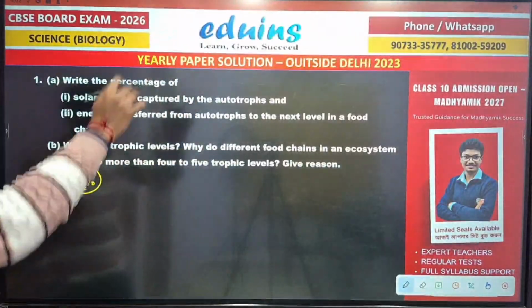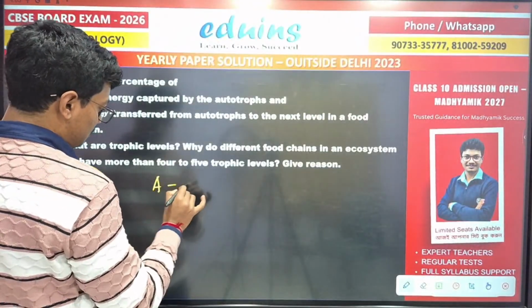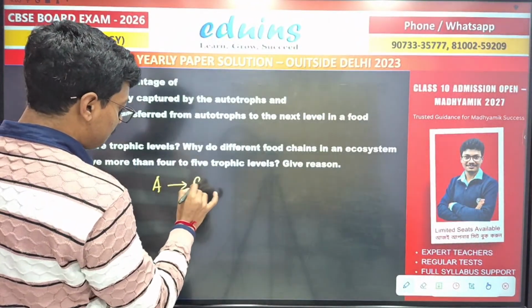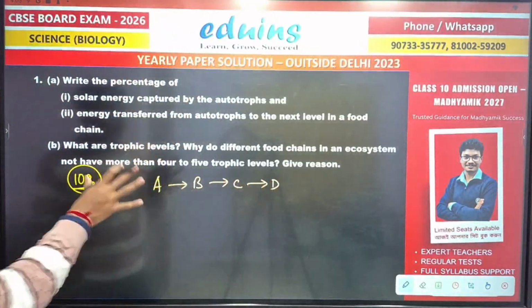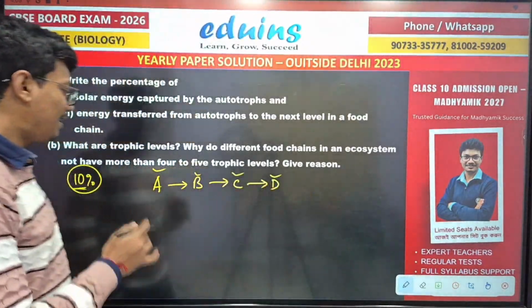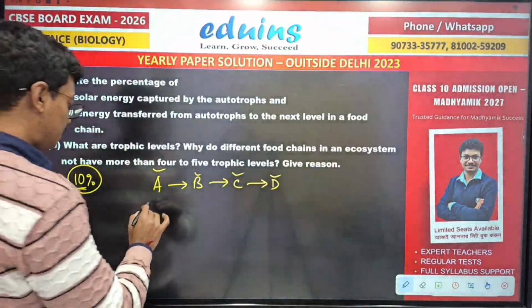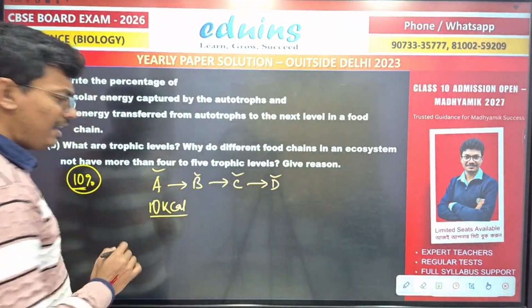So if there are 4 trophic levels, that is A, B, C, and D, and A has the 10 kilocalorie energy.